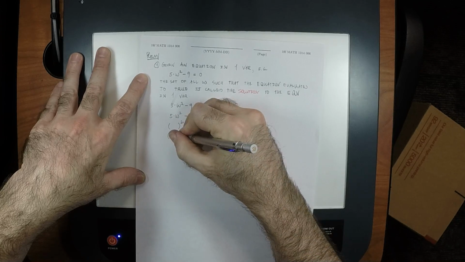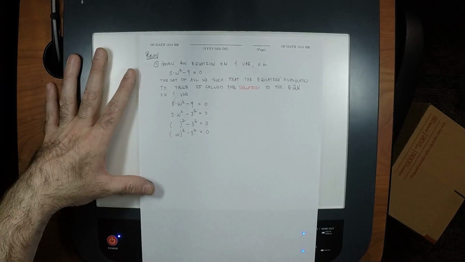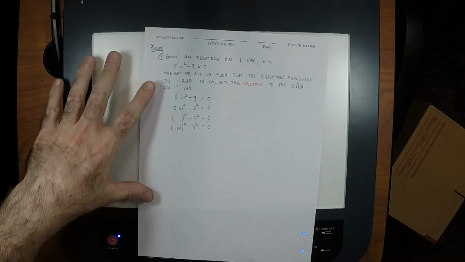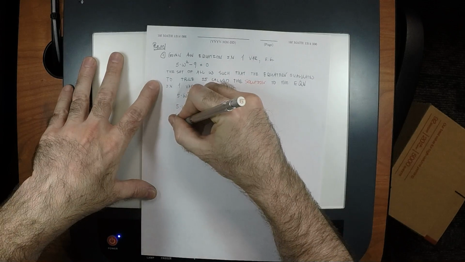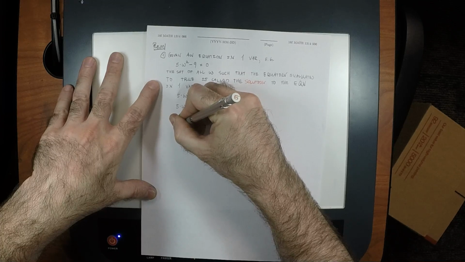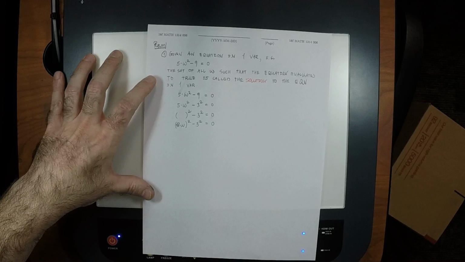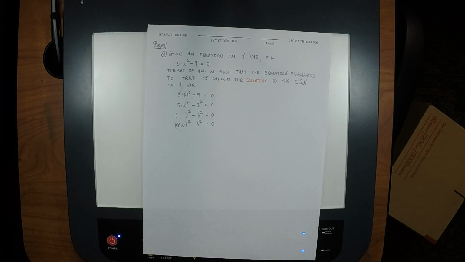So I need to put a w in there. What else? A square root of 5. So square root of 5, w, and then square that. All right, now, some people are disturbed by this. I know, because I heard from you.